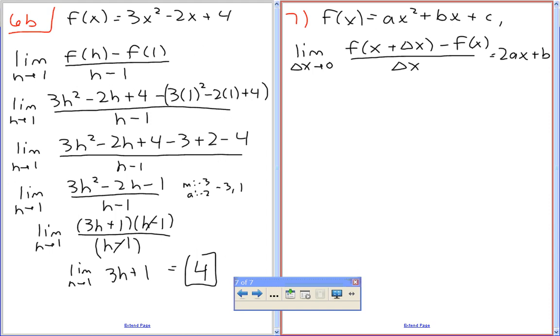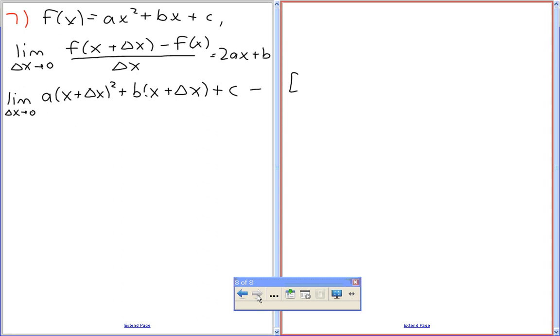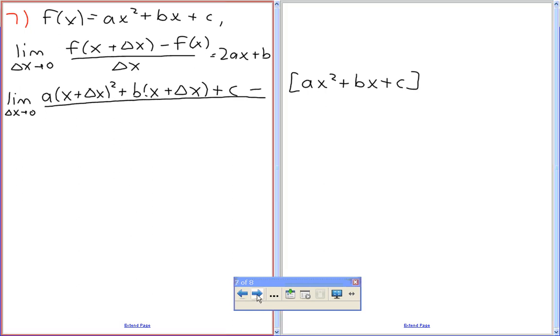So I had a multiplied by x plus delta x squared, plus b times x plus delta x, plus c. And then subtract ax squared plus bx plus c. I put 2 by accident there, it should be ax squared.